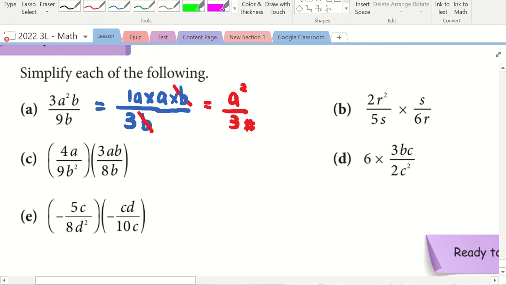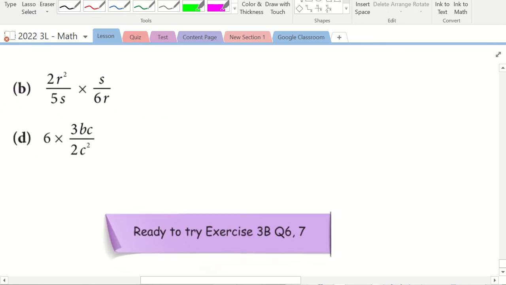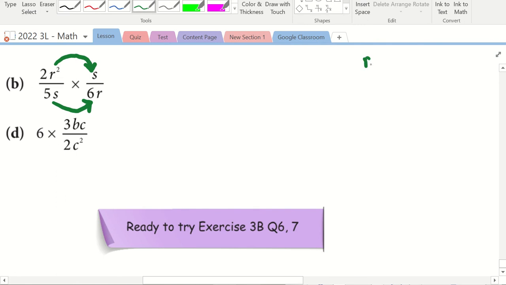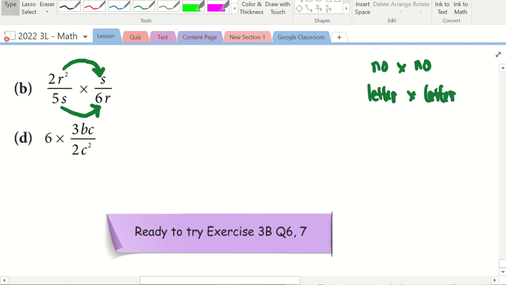Alright, let's move on to part B. Part B is multiplication of two particular fractions. Multiplication, if you recall, numerator times numerator, denominator times denominator. And the guide is number times number, letter times letter. Alright, that's how I do my multiplication. Also can simplify first, but usually I multiply then I simplify. That's easier.